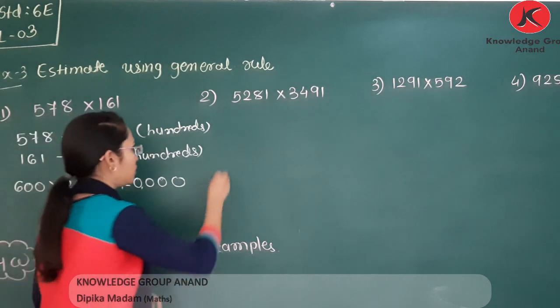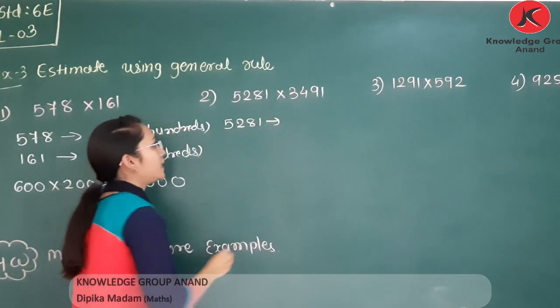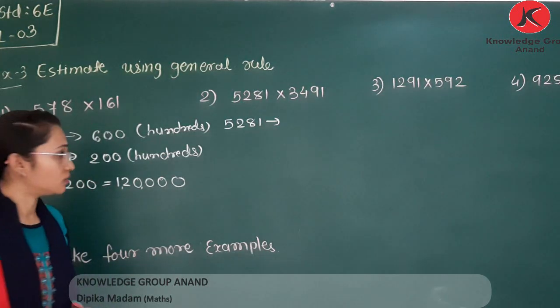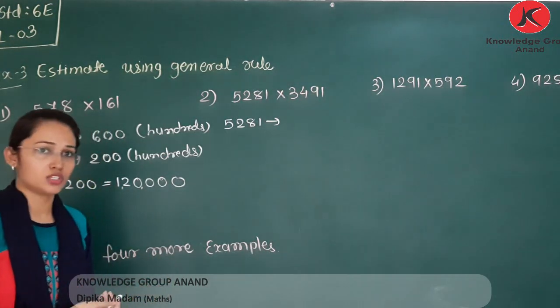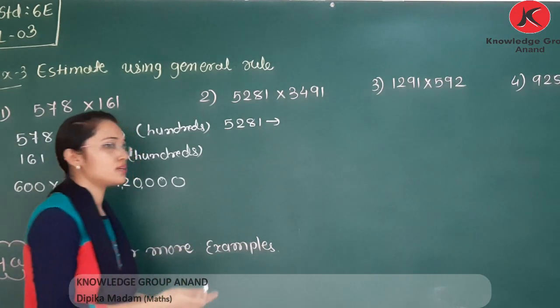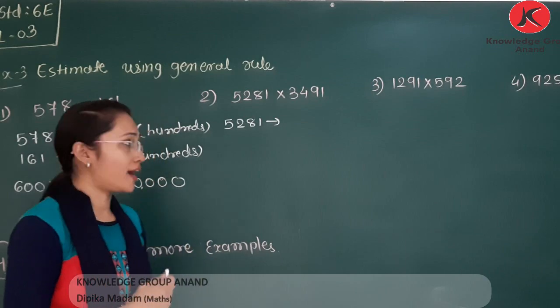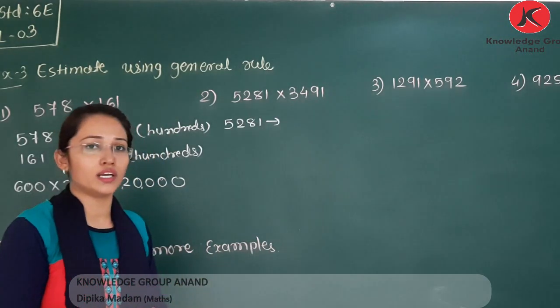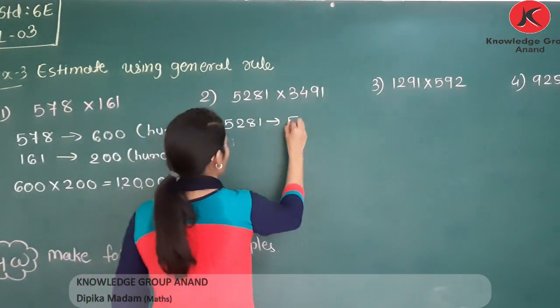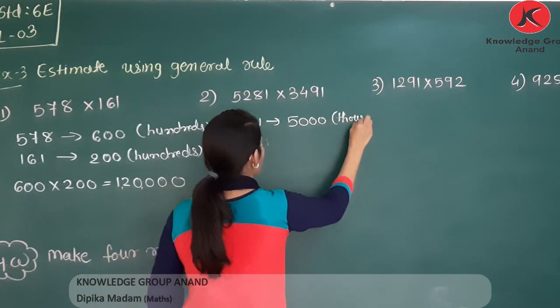Now second one. Here I perform the 1000 estimation. Okay, you can perform the 100 estimation also. So 5,281, it is between 5,000 and 6,000. What is the nearest value? Of 5,000 and 6,000, which is nearer? 5,000. So 5,000, that is the 1000 estimation.